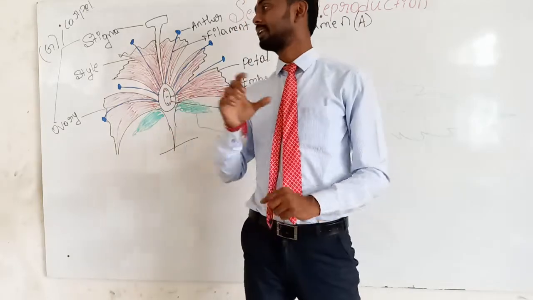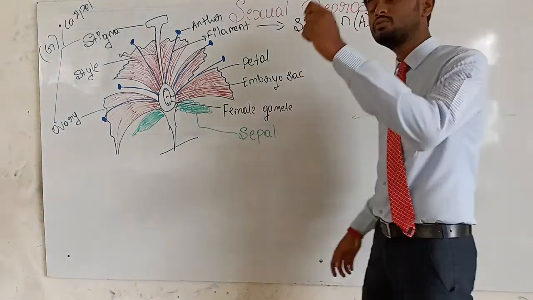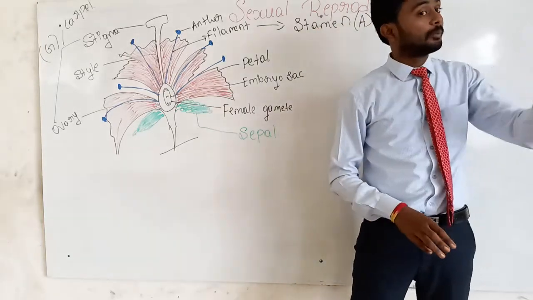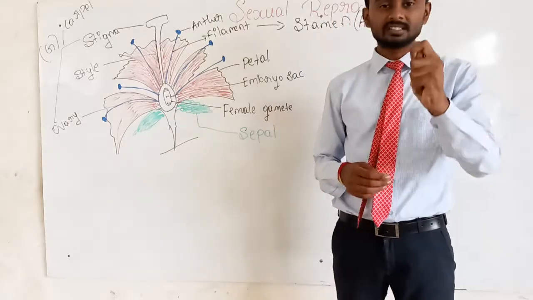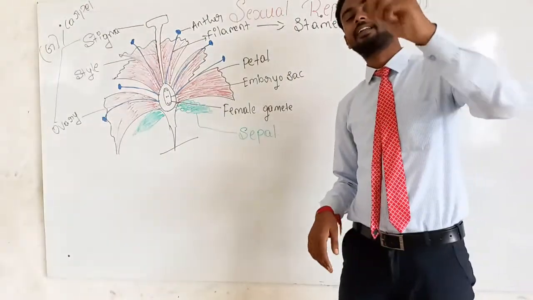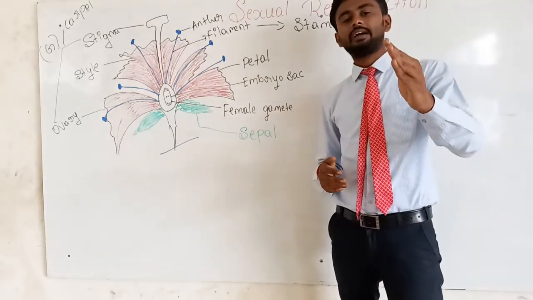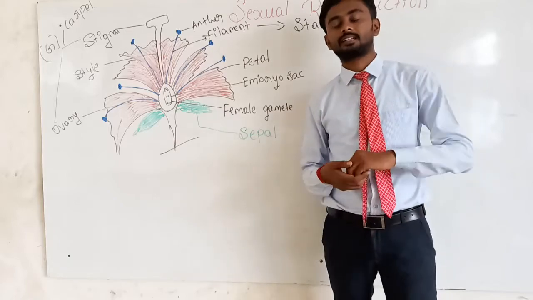Clear to all of you? Sexual reproduction is the type of reproduction where the parental cell or parental body gives rise to young ones with involvement of gamete formation, in the presence of gametes. That is known as sexual reproduction. Commonly we can see it in human beings, all types of animals, and also in some plants.